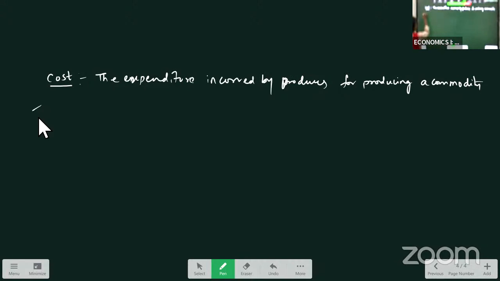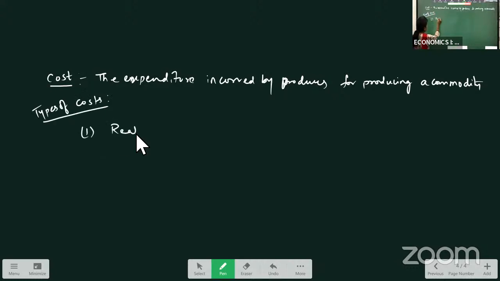So now let us see what are the different types of cost. These costs are divided into, first one, real cost. Now, these concepts are important for your 2 marks. Okay. Real cost. Sorry, first one we will discuss is money cost.